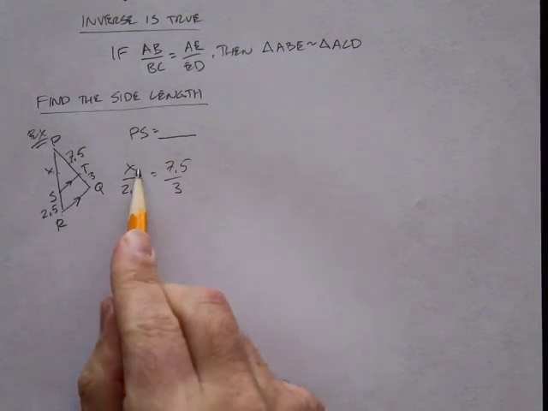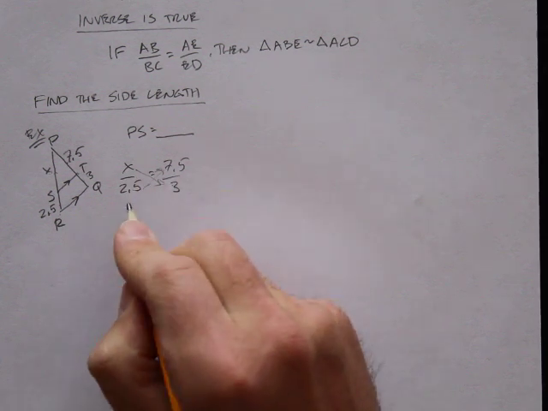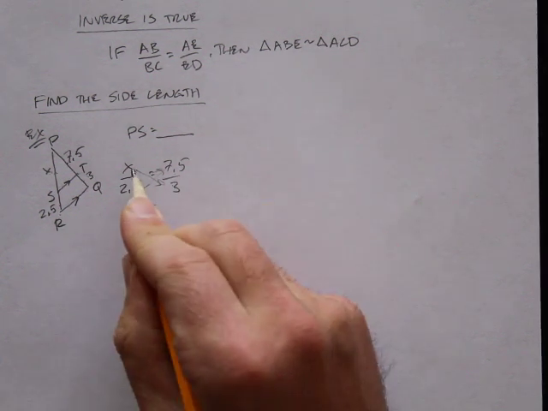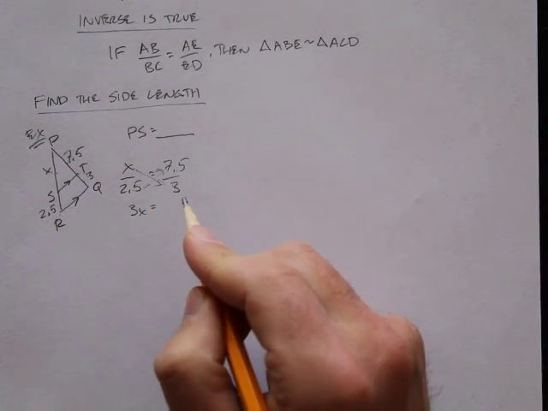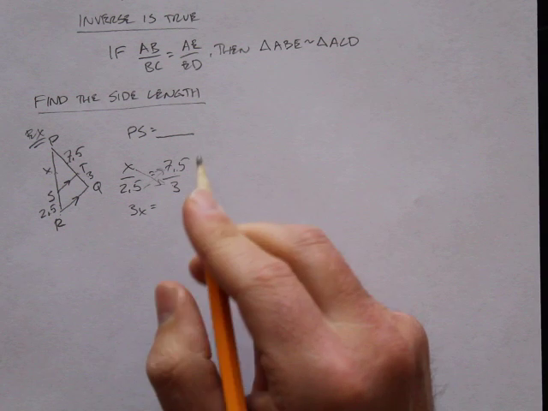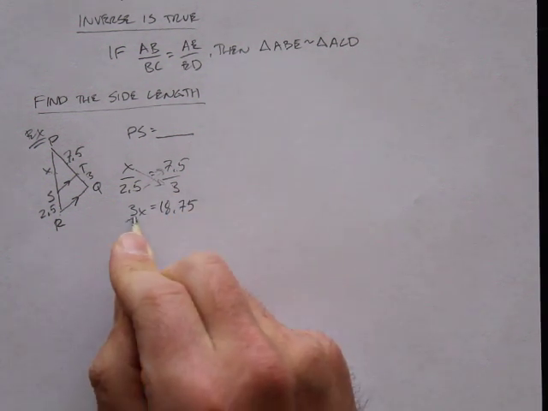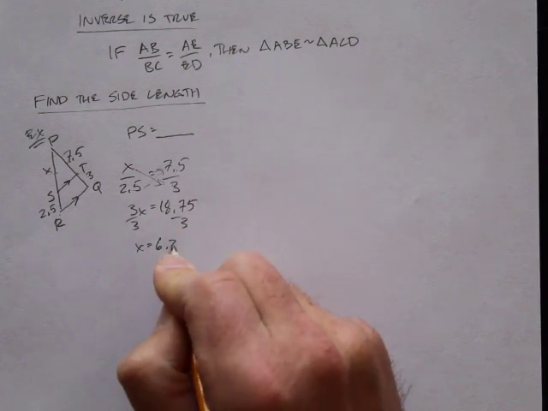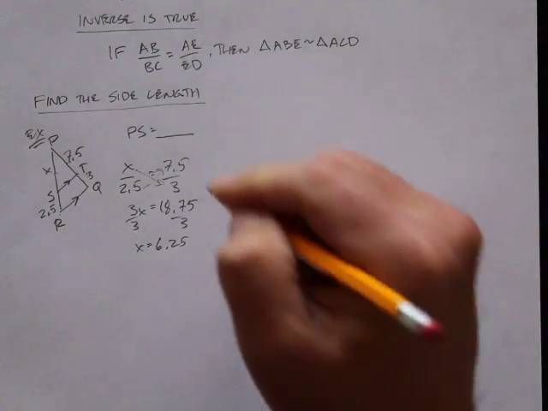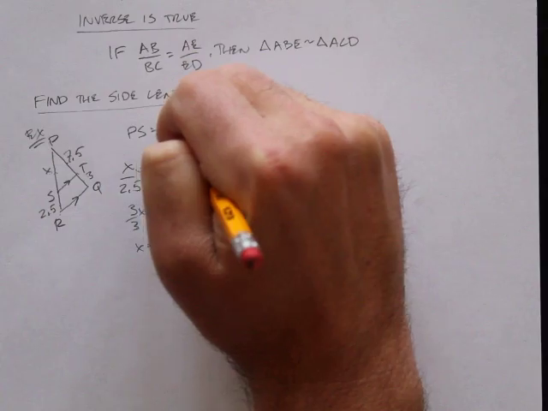Now we just do cross products. x times 3 is 3x. 2.5 times 7.5 is 18.75. Divide both sides by 3. x equals 6.25. So PS is 6.25.